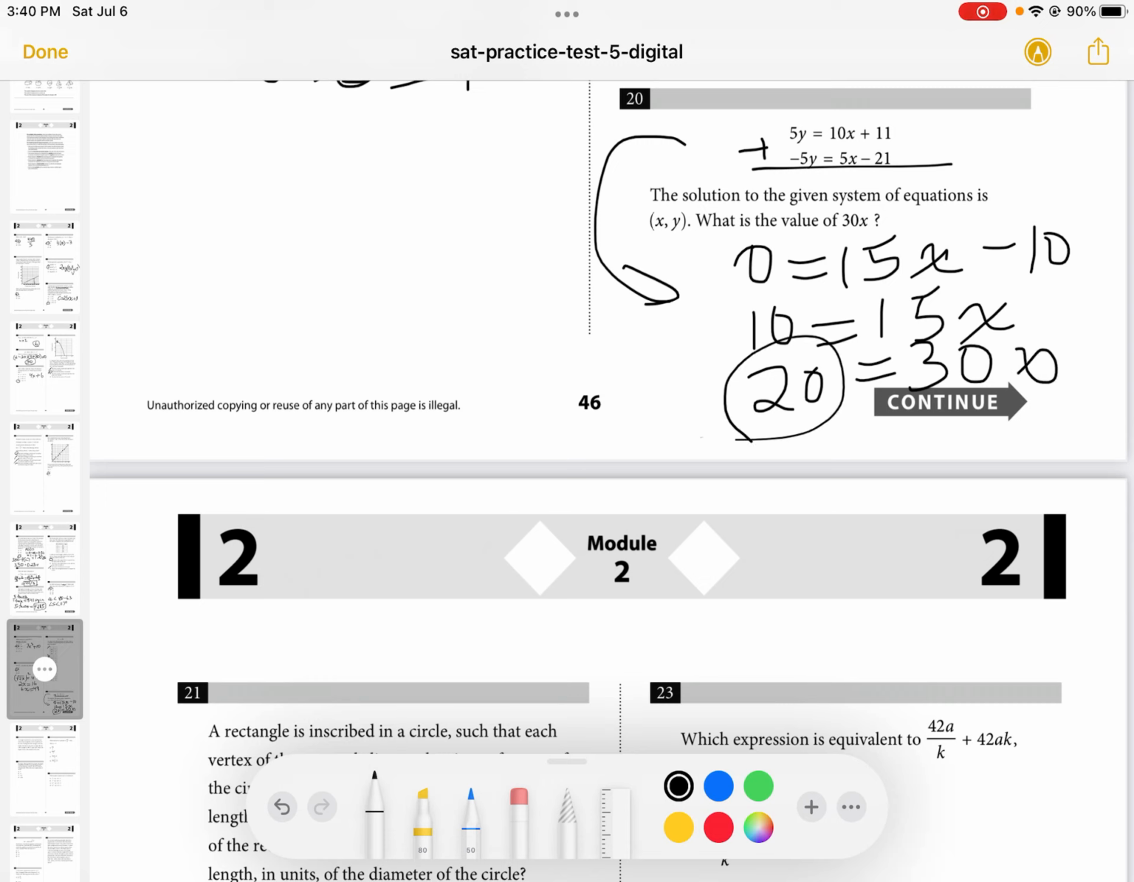Now let's try plugging in x equals 2/3. If we plug in x equals 2/3, on the top we get 20 over 3 plus 33 over 3, which is 53 over 3. And here, when we plug it in the bottom, we get 10 over 3 minus 63 over 3, which is negative 53 over 3. The two results are the negatives of each other, so we know it works. Okay.